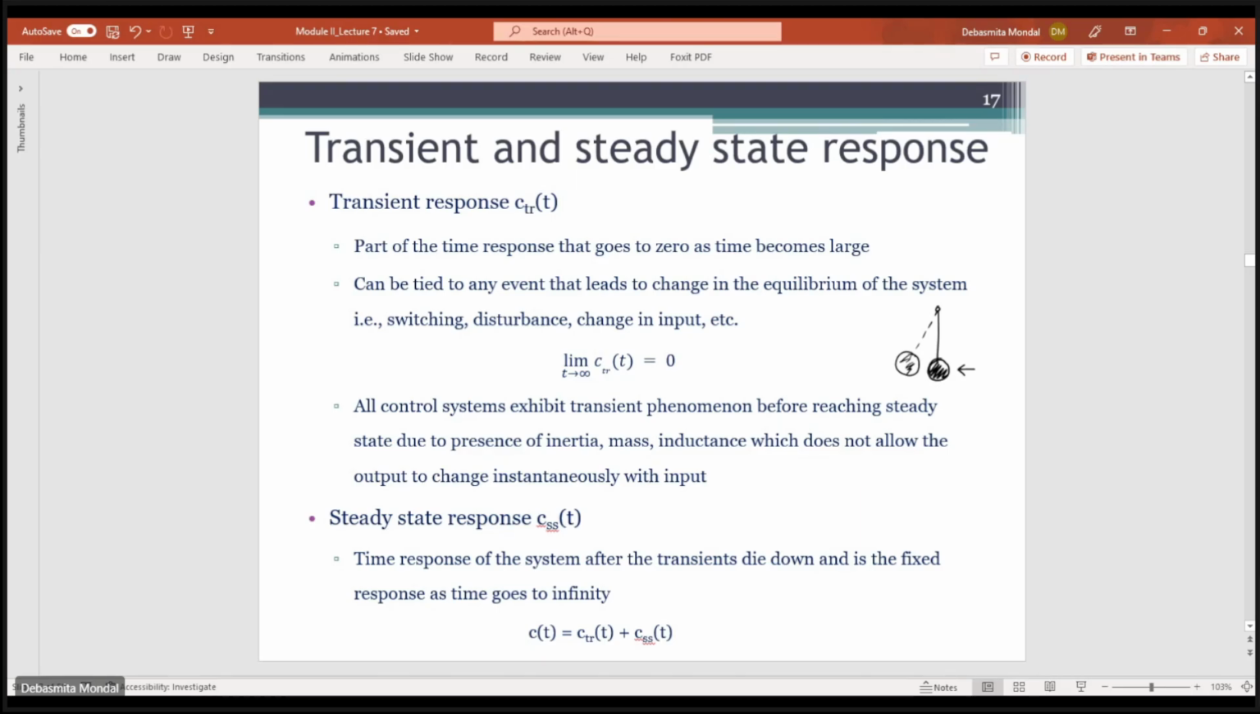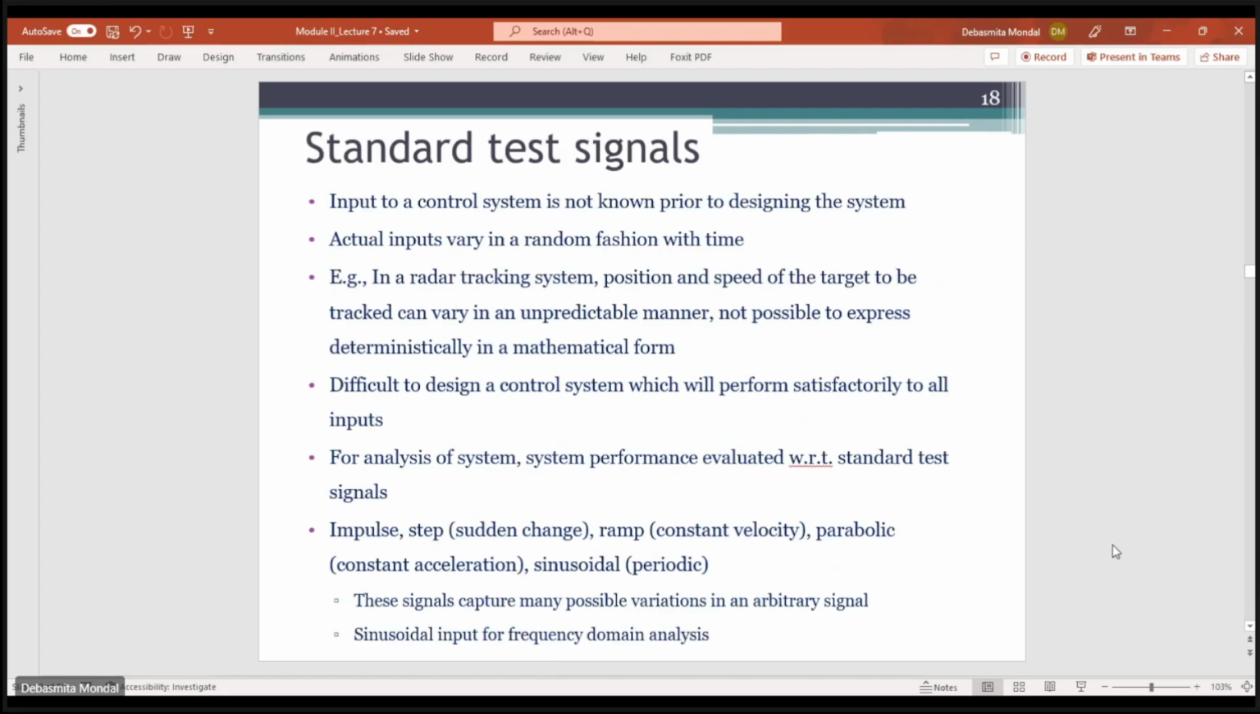So the part of the time response of the system which is present after the transients have died down, and this is actually a fixed value as time goes to infinity, that is known as the steady state response of a system. Now, in order to analyze the transient and steady state behavior of a system, the first step is that we need to obtain the mathematical model of the system.